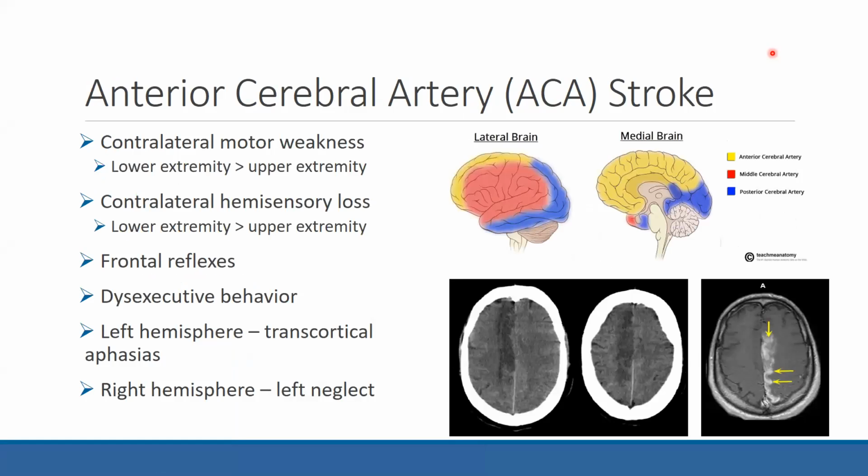All right, moving forward. So the anterior cerebral artery, remember, here we're perfusing most of the medial surface of the brain. So here we're going to have contralateral motor and sensory impairments, but now we're going to have greater impact on the lower extremity because remember the legs are hanging in that medial surface. You're also going to see some reemergence of some frontal reflexes. So these are things that you would see in infants, but then they go away as you develop. But if you damage part of the frontal lobe, you may see reemergence of a grasp reflex or a rooting reflex or something like that.